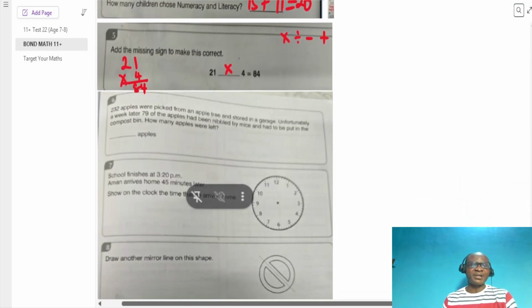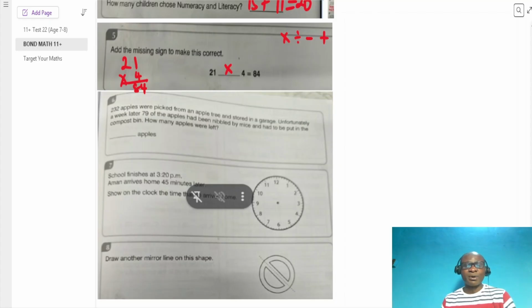Can you read? 232 apples were picked from an apple tree, and they were stored in a garage. Unfortunately, a week later, 79 of the apples had been nibbled by mice, and they had to be put in the compost bin. Therefore, how many apples were left? Take away. Take away is correct. So we are going to write what? 232 take away. You are a very smart girl.